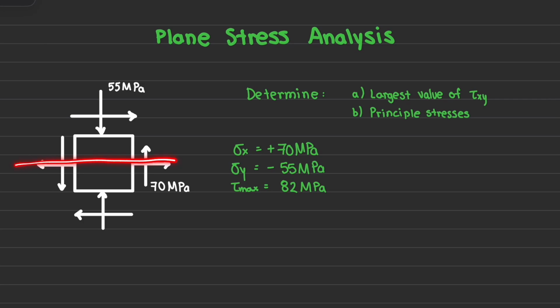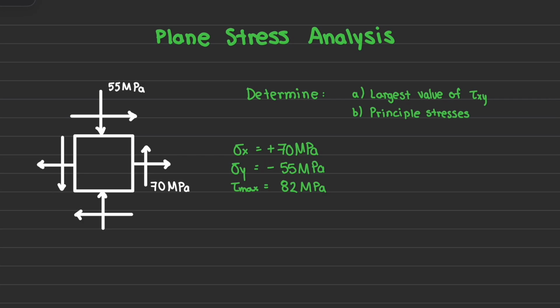Let's focus on the x-axis first. We see that the arrows are pulling away, they're pulling outwards. So that means that the box is in tension since it's pulling away. So normal stress in x-axis is positive 17 megapascal. Tension is positive. And then if we look at the y-axis, we see that the arrows are pointing inwards. They're pushing in. So that means that it's in compression. So when we have compression, we have a negative sign in our normal stress, so negative 55 megapascal.